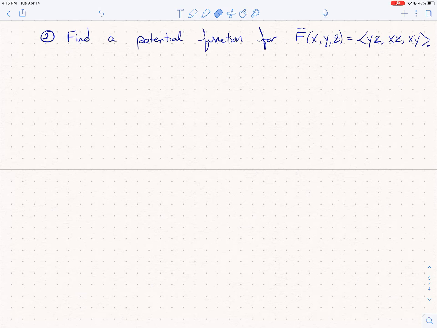I want to find a potential function for this particular vector field. And I want to walk you through this process. It's a process you'll need to know how to do. It pops up a lot throughout this chapter.